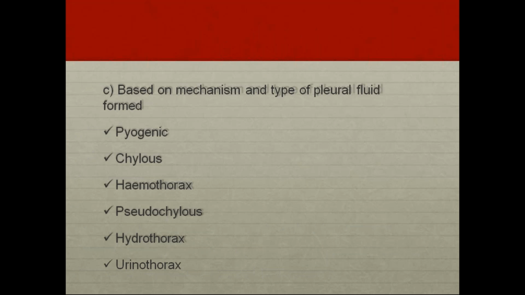I think these are all the other types. There can be pyogenic, there can be chylous fluid, there can be blood in the pleural space. Some pseudochylous, hydrothorax means when the pleural fluid occurs secondary to heart failure, urinothorax. These are all the types. For the theory sake, if a question is given, you have to mention all those things. This is pyogenic, chylous, hemothorax, pseudochylous, hydrothorax, and urinothorax. You remember these names.